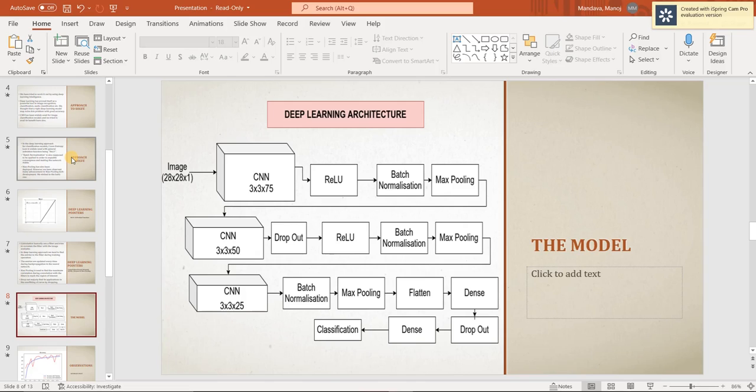This is the deep learning architecture. We first give the images of size 28 by 28, and then the CNN is applied to it, followed by ReLU, then batch normalization and max pooling. Then the images are converted into a smaller size, then again CNN, and we apply dropout and ReLU again, then batch normalization and max pooling. Then it is converted into 3 by 3 by 25 size and reduced further, and again we use batch normalization and max pooling. Then we flatten the images and use dense, dropout, and dense again, and then classification is done on the images.